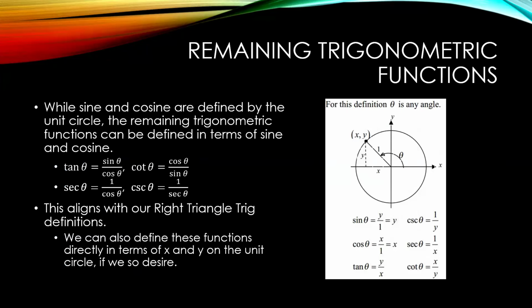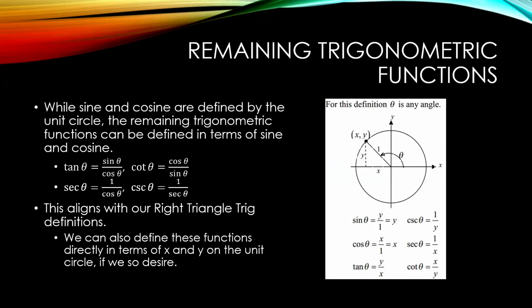For the remaining trig functions, we can define them in terms of sine and cosine if we want to. We know tangent is sine over cosine. Cotangent would be cosine over sine. Secant is 1 over cosine, and cosecant is 1 over sine.